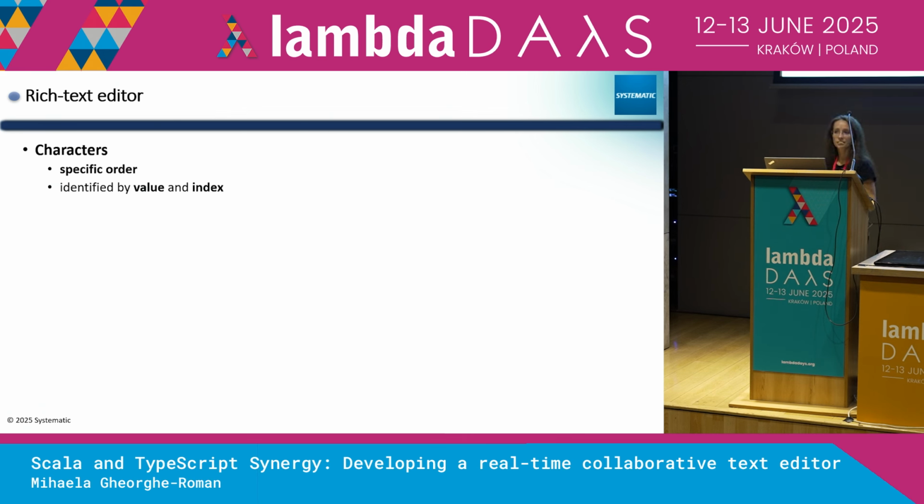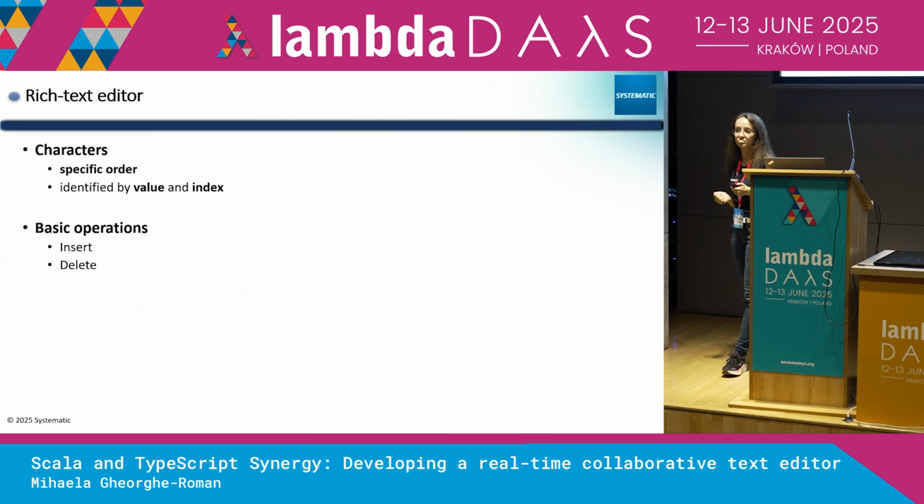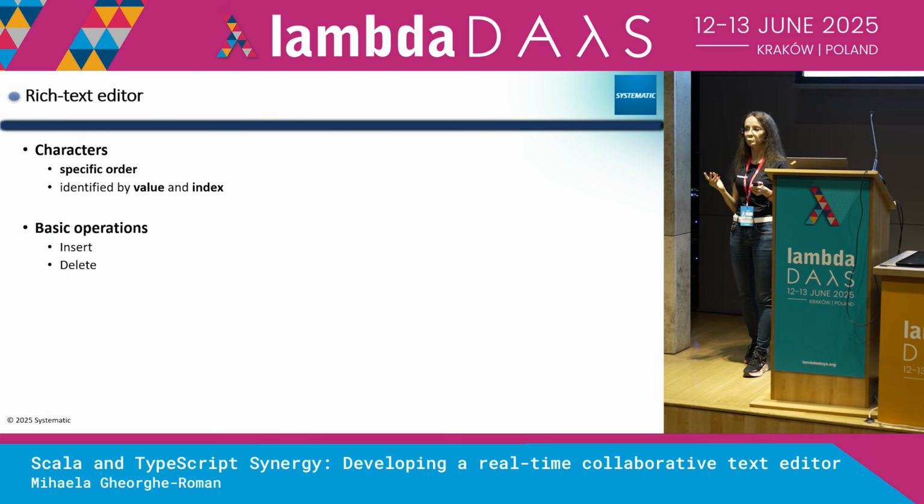we can define a rich text editor by an ordered list of characters. And a character is identified by a specific value, which can be a letter, a number, a space, or some other characters, and an index. And the index represents the numerical position of that character inside the ordered list of elements. And there's more. With these characters, we should be able to perform two basic operations. And those two basic operations are represented first of all by an insert, and secondly by a delete.